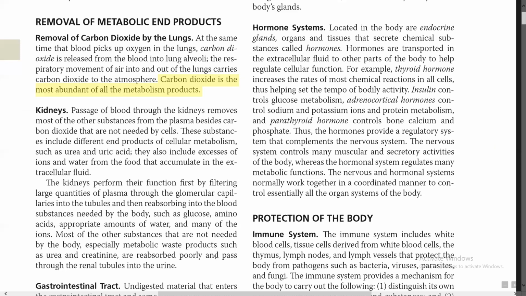So over here, what he's saying is that kidneys actually filter most of the things through glomerular capillaries, and then reabsorb selectively only those things which are actually required by the body, such as glucose, amino acids, or an appropriate amount of water. And anything that is in excess, or anything that is not necessary for the body, will be excreted through the renal tubule into the urine.